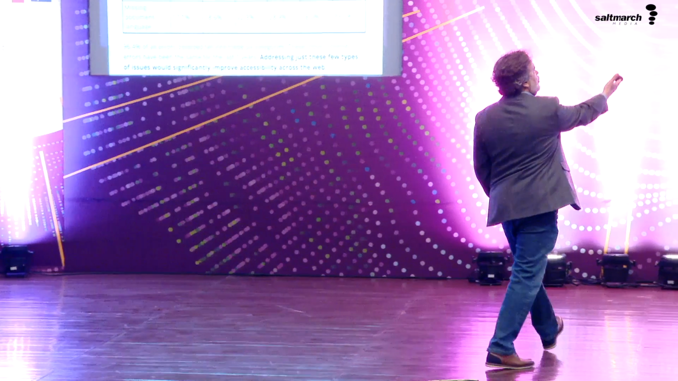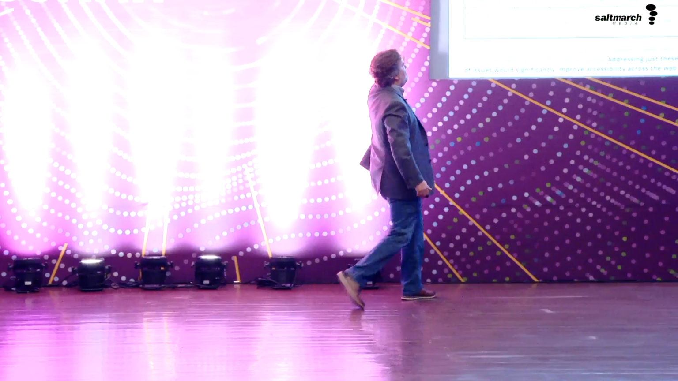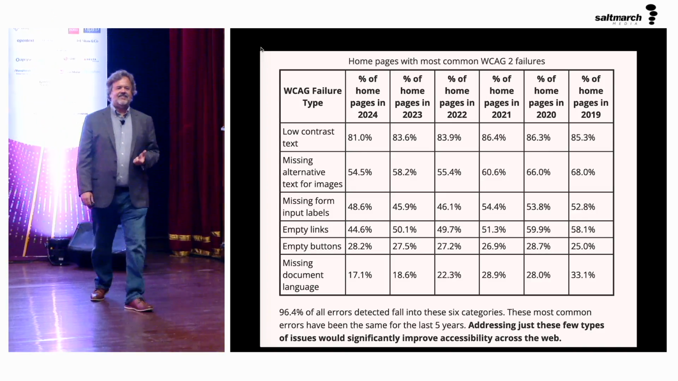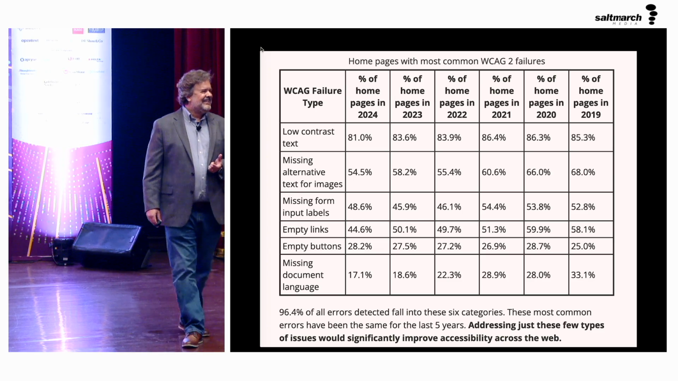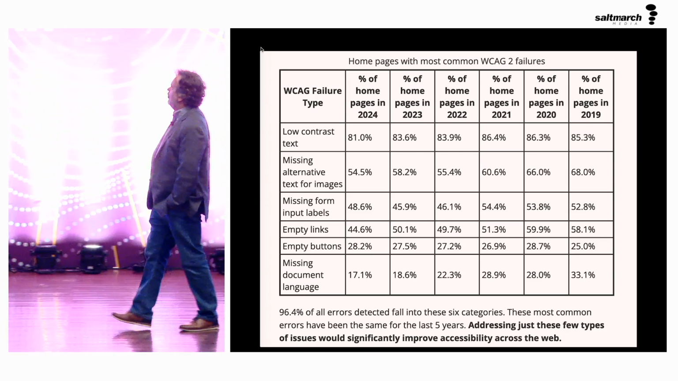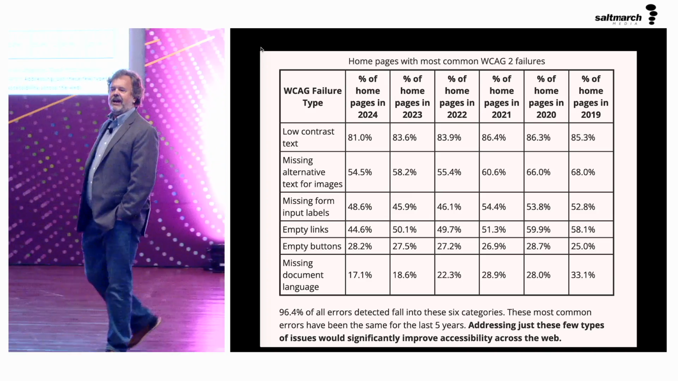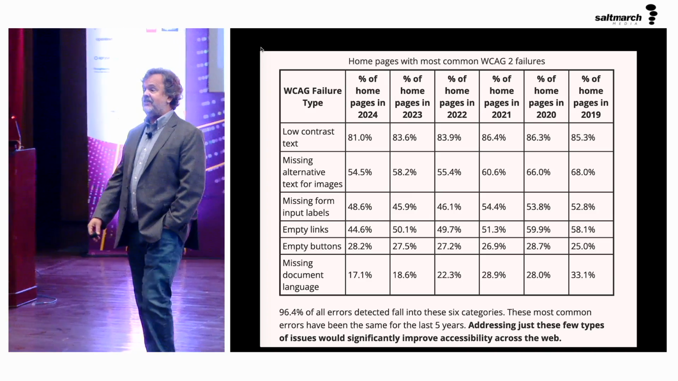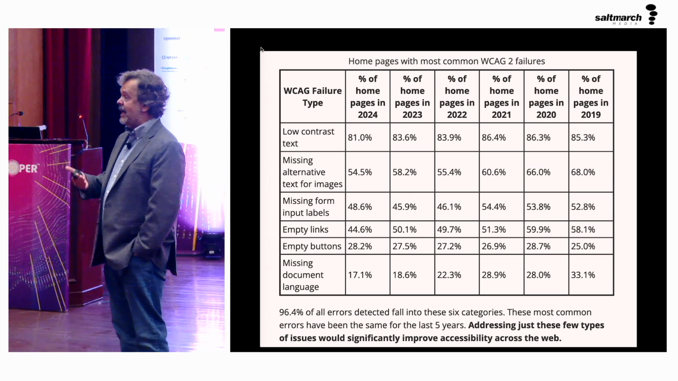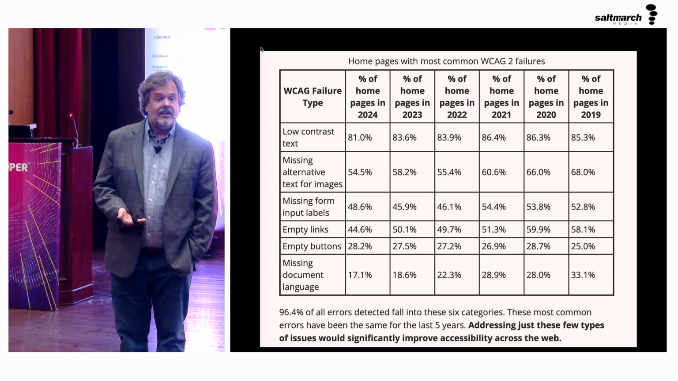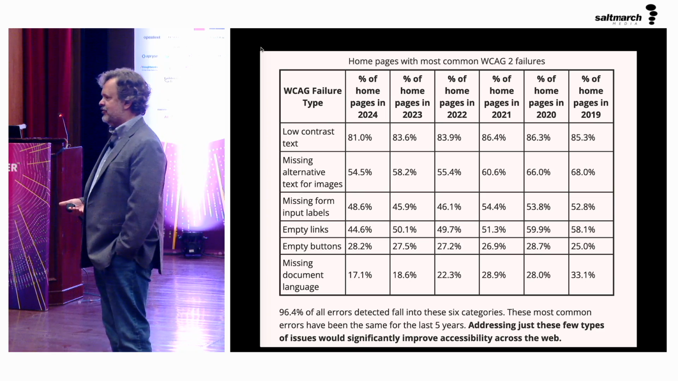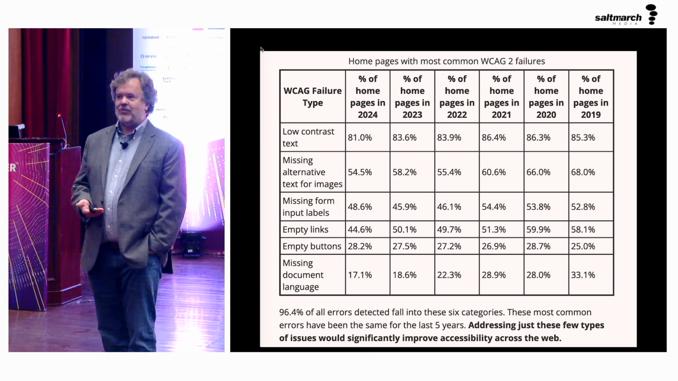So here's the 2024 report. Going all the way back to 2019, we can see these numbers change a little bit. Frankly, not enough. We see that the number one error across those million web pages is low contrast text, color contrast. 81% of all pages have a color contrast error present. Let me say that again. They surveyed 1 million web pages, and 810,000 web pages had a color contrast issue. This is the biggest problem on the internet today.